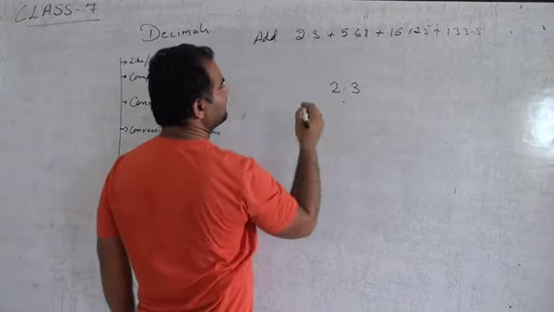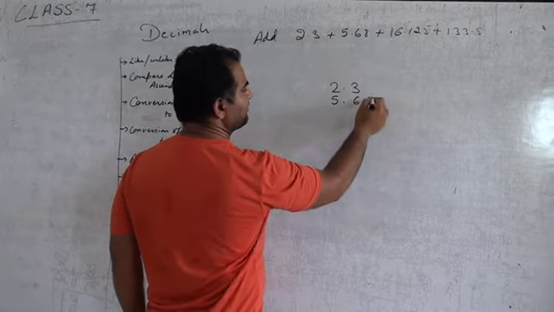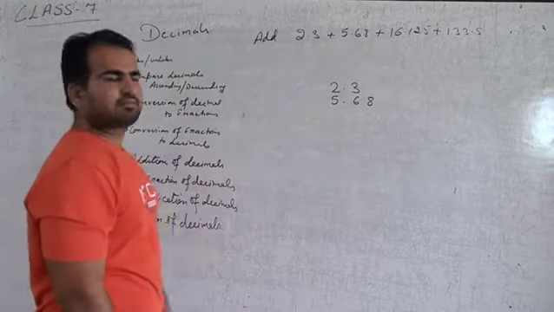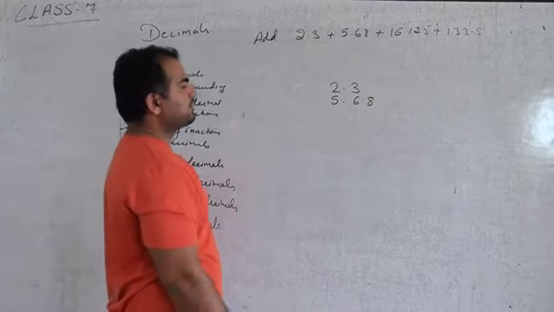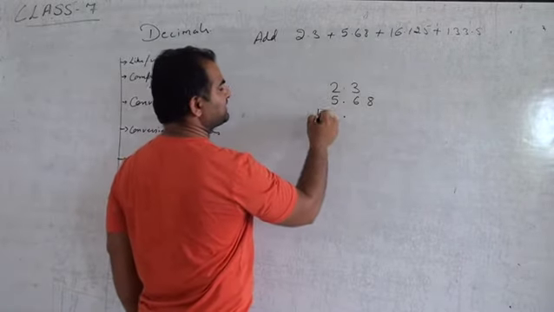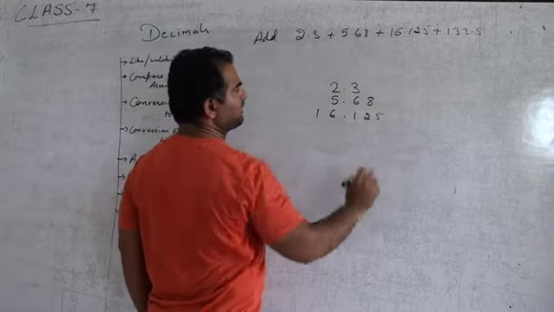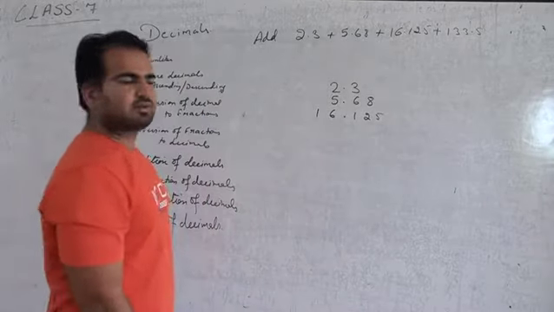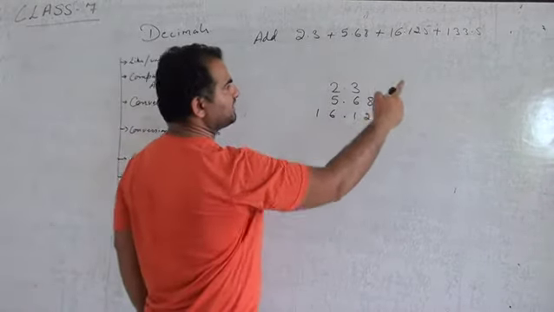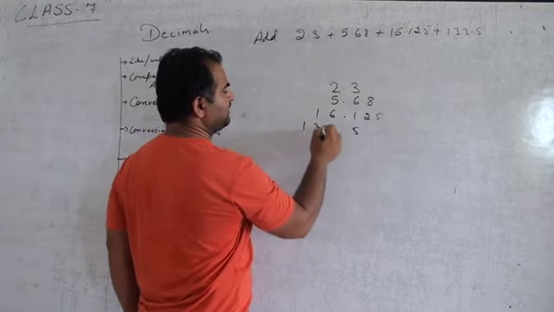Next was 5.68. So it will be 5, this will be 6 and will have 8. Next is 16.125. So we will place the decimal there, and it is 16125. Done. And next was 133.5. So it will be like 0.5, and there will be 133.